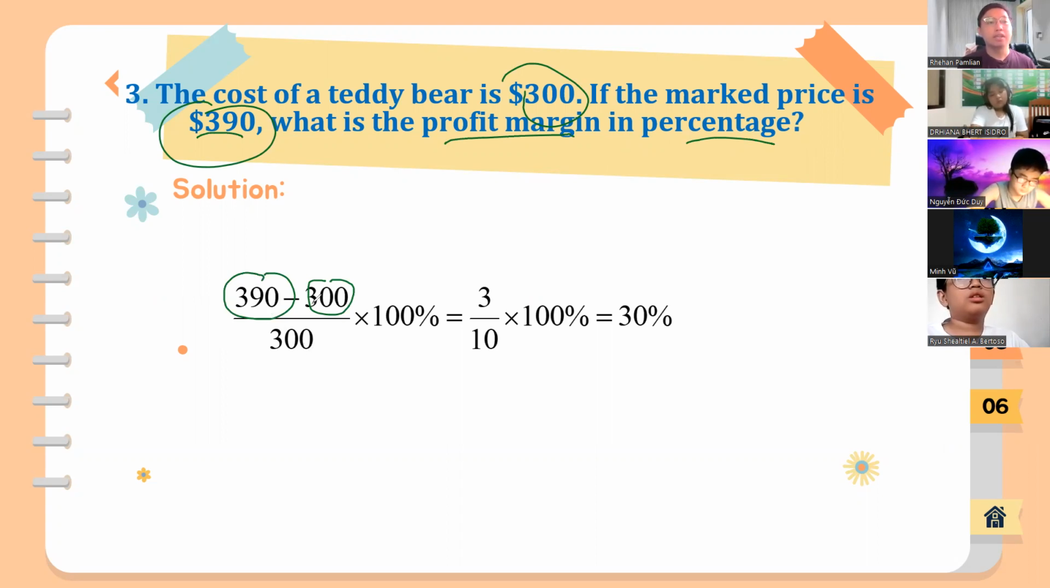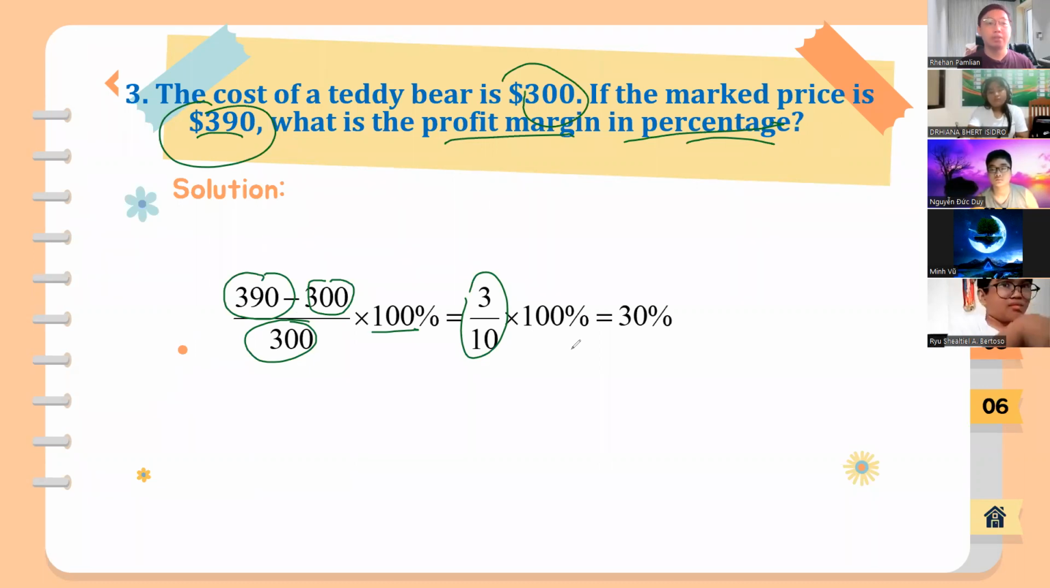So 390 minus 300 over the original price, which is 300, and then take that and multiply it by 100% because we want to know it in percentage. So that's 3 over 10, because 90 over 300 is 3 over 10. And then multiply that by 100%, you'll get 30%.